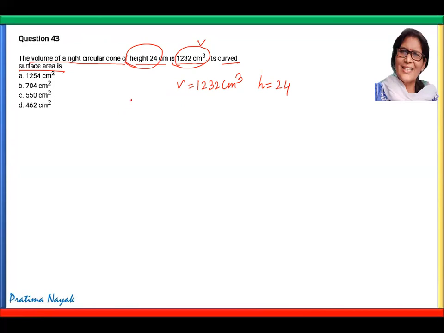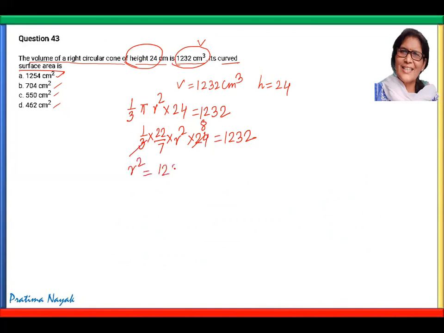So V is equal to 1 by 3 pi R square into H, 24 is given, 1232. From here I'll get R, then I'll get L, then I'll get curved surface area, then I'll check whether curved surface area is 1254 or 704, 550, 462. So 1 by 3 into 22 by 7 into R square into 24 is equal to 1232. 3 I can cancel with 8. So I'm separating R square.